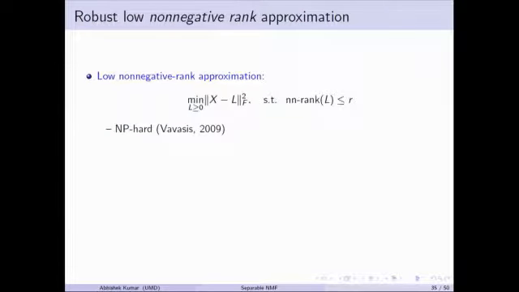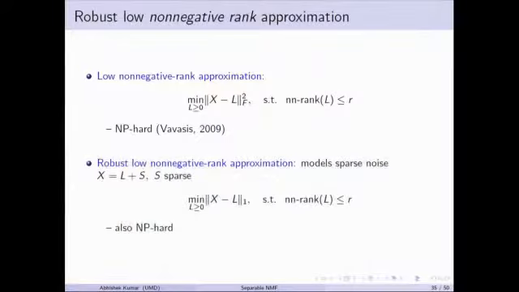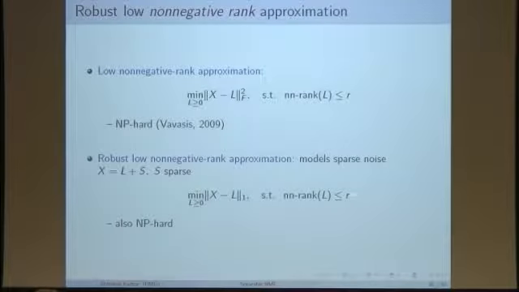For both these earlier problems that I discussed, we can imagine a non-negative rank version. In non-negative low rank approximation, we are given a non-negative matrix X, and the goal is to approximate it with a non-negative matrix L with the constraint that the non-negative rank of L should be small. This problem is exactly the NMF problem, which is NP hard. Now in the robust version of this problem, we assume that the noise is sparse. So we replace the Frobenius norm by this L1 norm, and we have the non-negative rank constraint. This problem is also NP hard.